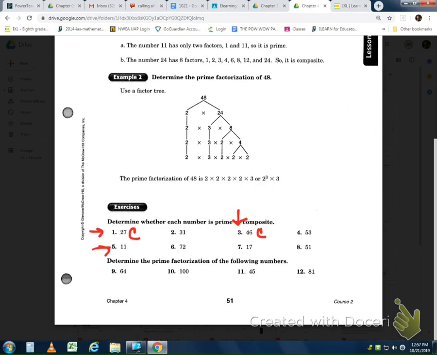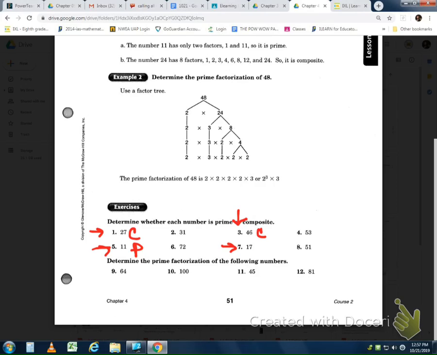It says 11. What'll go into 11? 2 goes into 11? No. 1. Anything else go into 11? 11. So only 2 factors. Prime or composite? Prime. And then what about number 7? It's 17. What about 17?